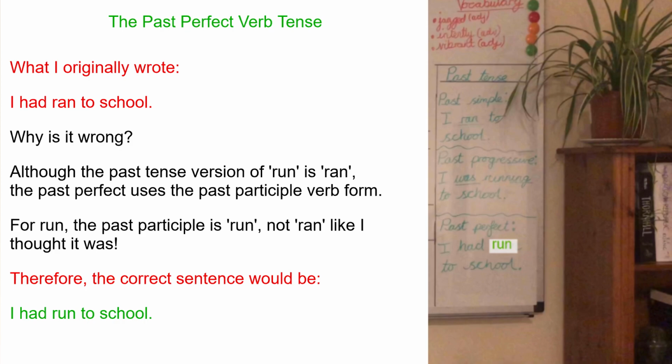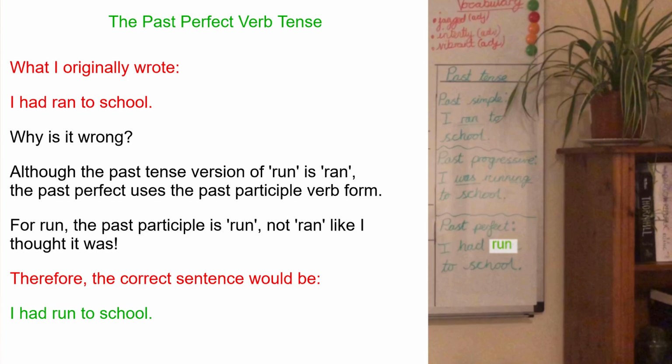So the reason I've paused this video is that, as you probably saw earlier on the screen, I made a mistake with this and I just wanted to explain it to you. So I have made a mistake with using my past perfect tense, which is why you can see this little white box with run written over it. Now originally I had ran to school.